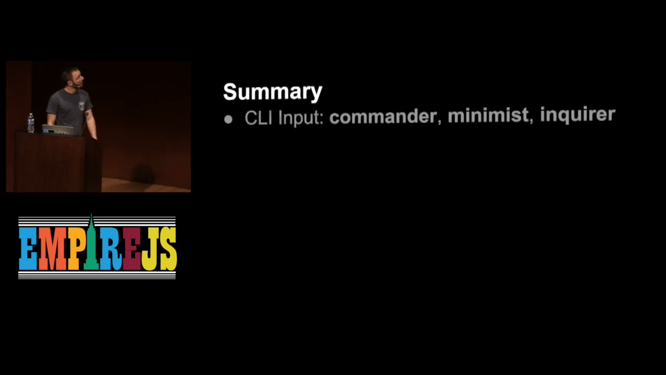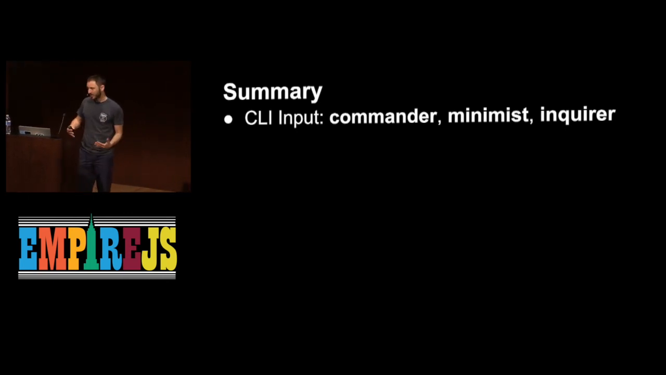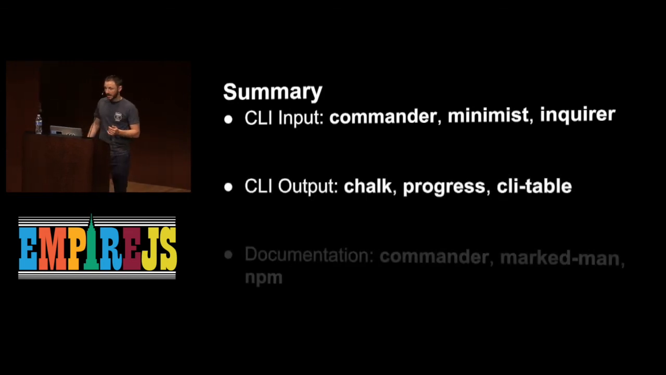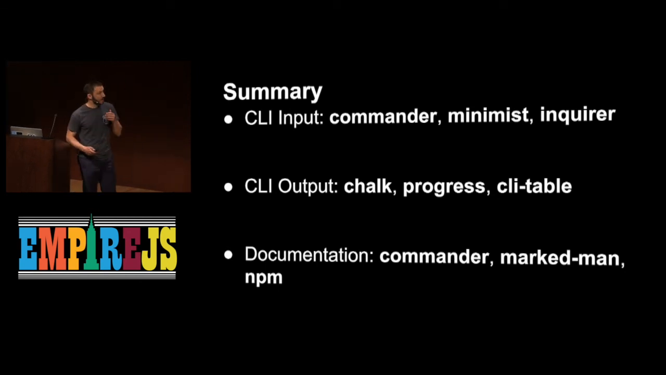In summary, we looked at some tools to help with CLI input, Commander, Minimist, and Inquirer. We looked at some tools to improve command line output, such as Chalk, CLI table, and progress. Whoopsie daisy. And finally, we looked at some tools to make sure we have good documentation, which is also very important, such as Commander, marked-man, and npm link for our man pages.